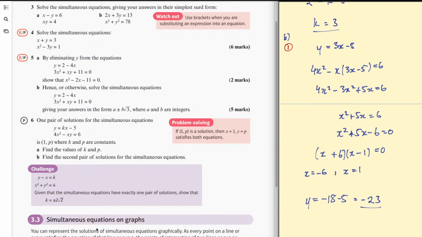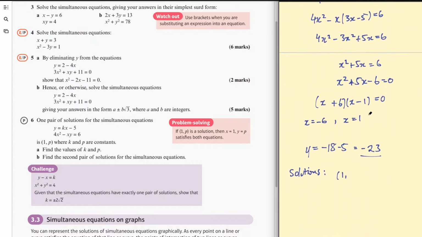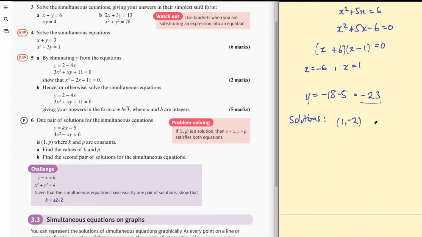Alright, so I guess what I would say about that question is, even though it's worded quite differently and maybe confusingly, it still boils down to the same process, which is nice. And I'm guessing that would be the same situation for 4 and 5. So my solutions there are 1, -2, and -6, -23. Okay, the challenge.